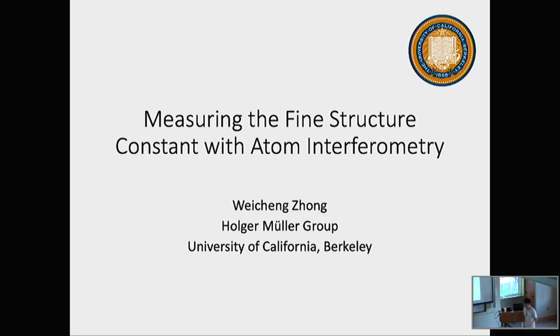Today I'm going to tell you about measuring the Fine structure constant with atom interferometry. This project has a history of more than 15 years. It used to be my advisor Holger Müller's postdoc project at Stanford. We finished the project last year and had the result published. Since then, we have some updates, so today I'm going to give a review of the experiment and also talk about some of the planned upgrades.